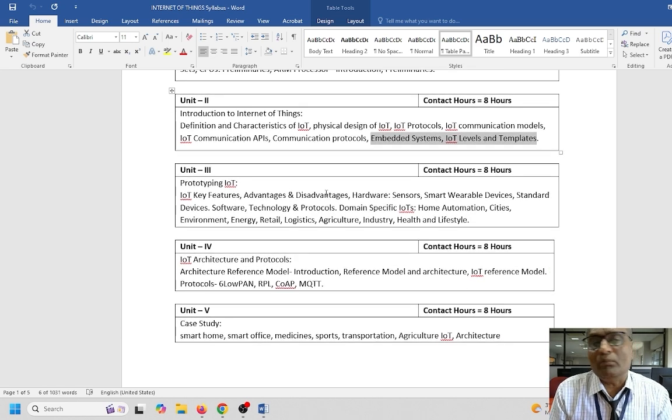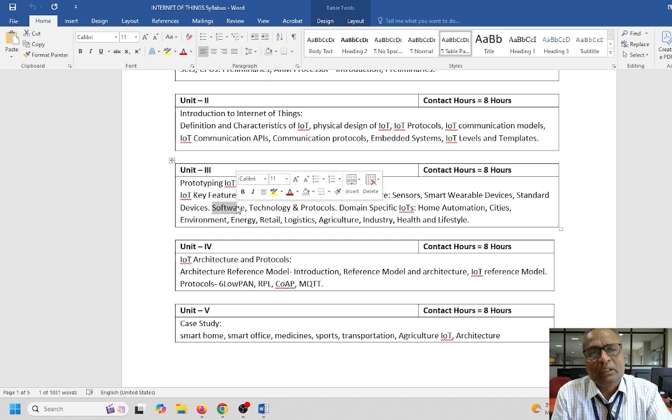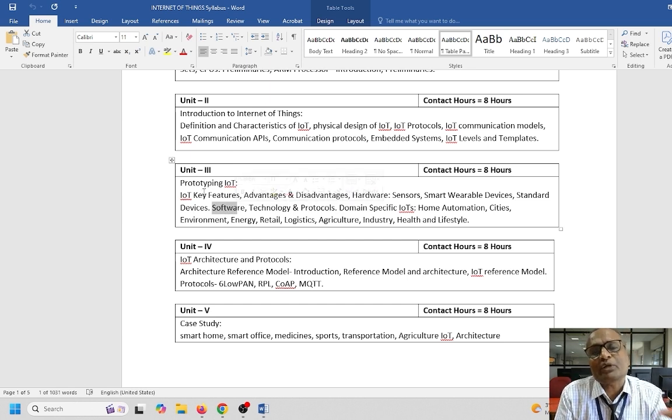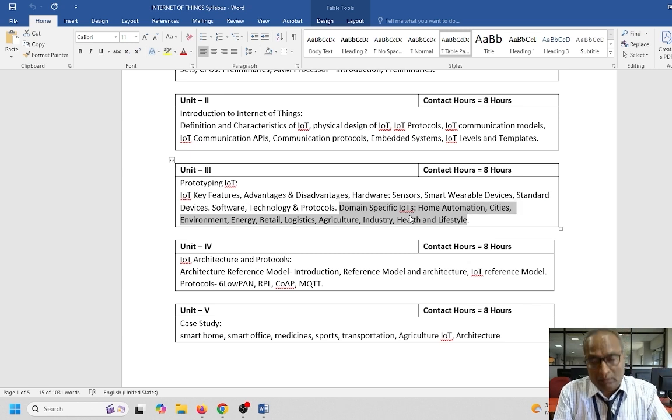The next one is prototyping. We are going to have some IoT key features, advantages and disadvantages, IoT hardware, IoT software. These are in-depth studies which are going to help us in prototyping an IoT system. Then applications, as I said, we are going to study some home automation systems. For example, smart lighting, smart refrigeration, smart geyser, and all that.